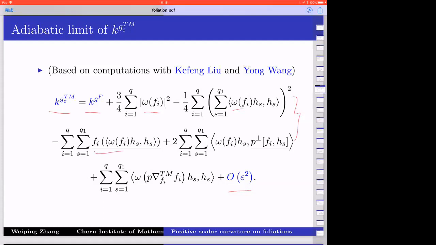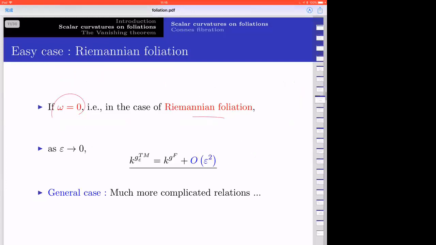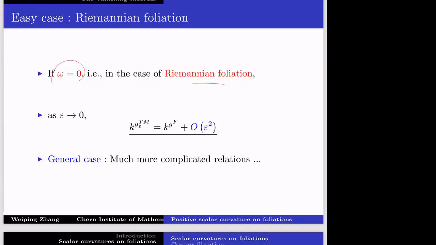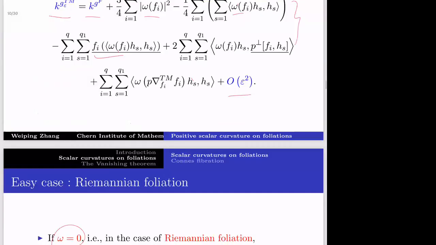Of course, when omega equals zero, that's the case of Riemannian foliations, then all this omega disappears. What you get back is a formula similar to the fibration case. For the Riemannian foliation case, this is easy. But the general case is much more complicated, just like this.